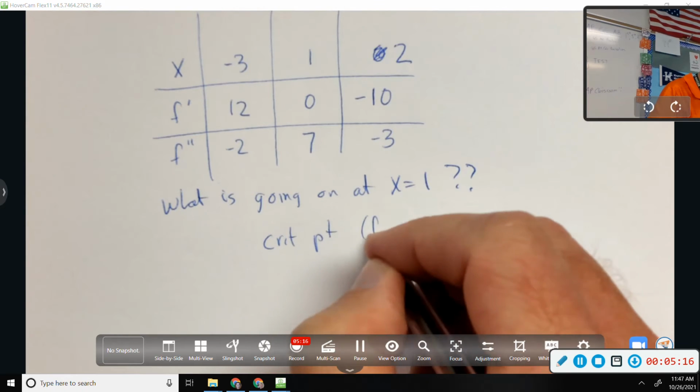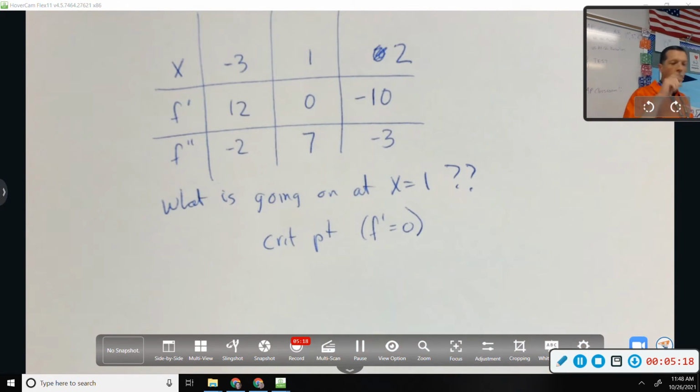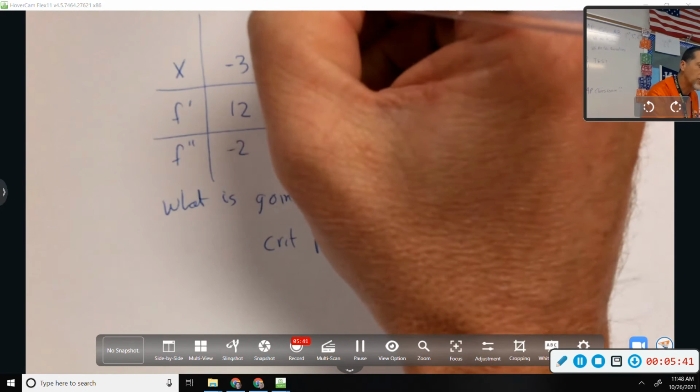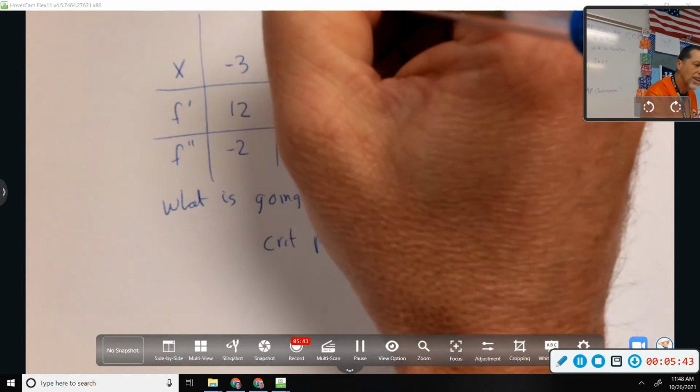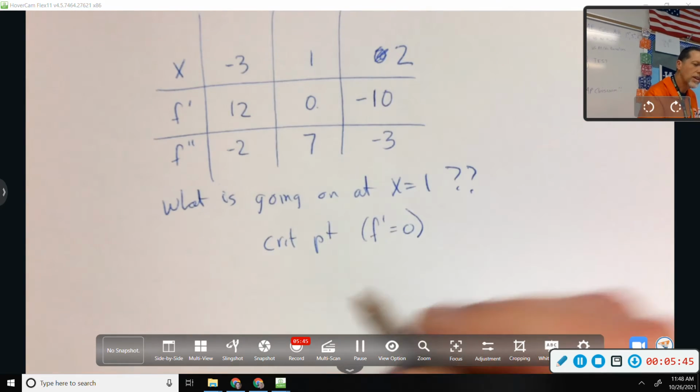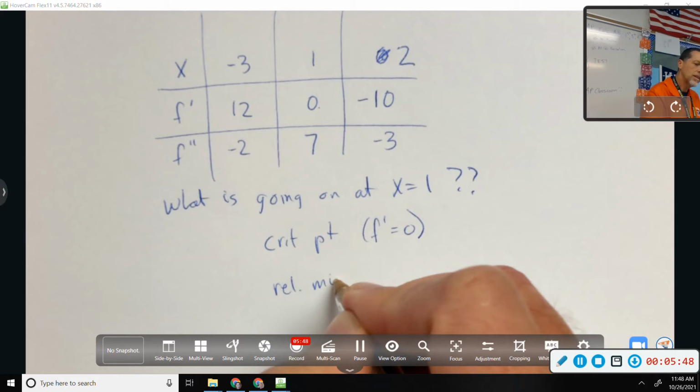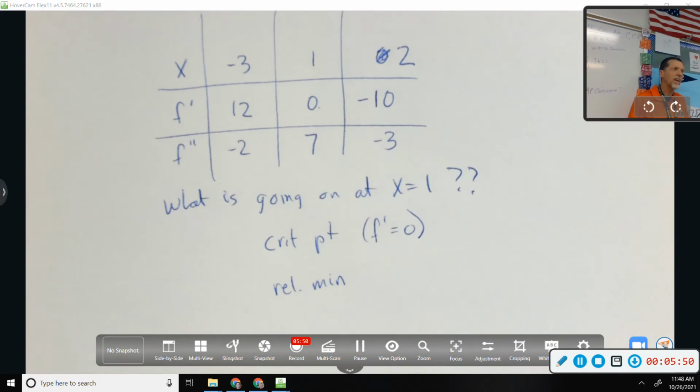It's a maximum. Why do you say it's a maximum? Never mind, I changed my answer to minimum. Okay. Why did you first say it's a maximum? Because I was confused. Why do you say it's a minimum? It's concave up, so I know it's a flat spot, and it's concave up, so it's a relative minimum by the second derivative test.